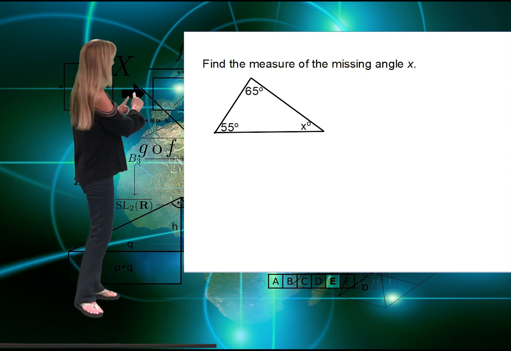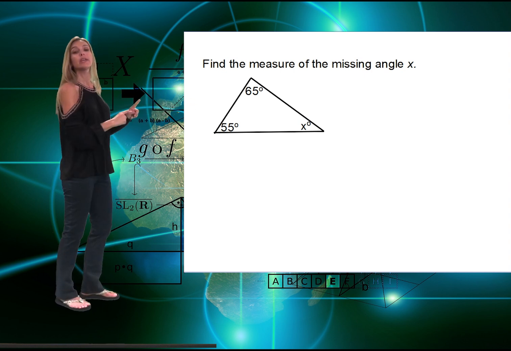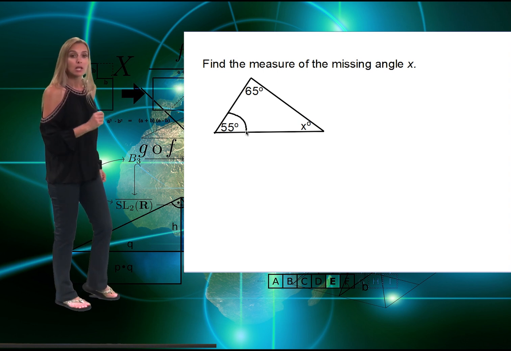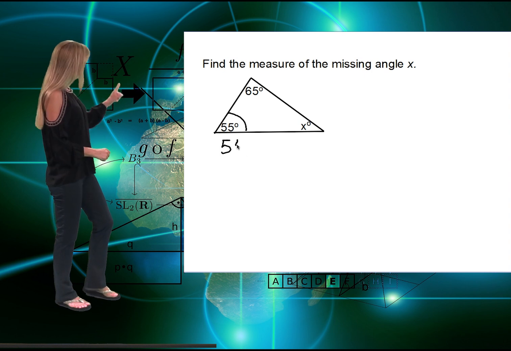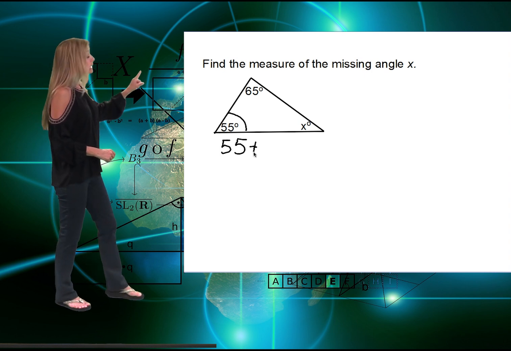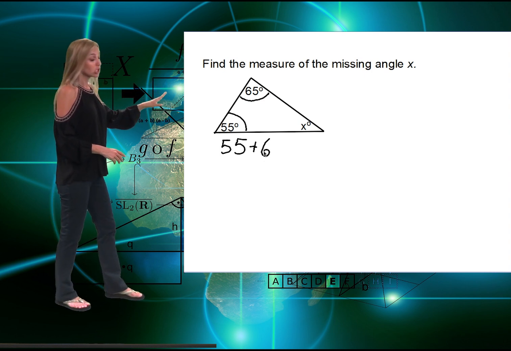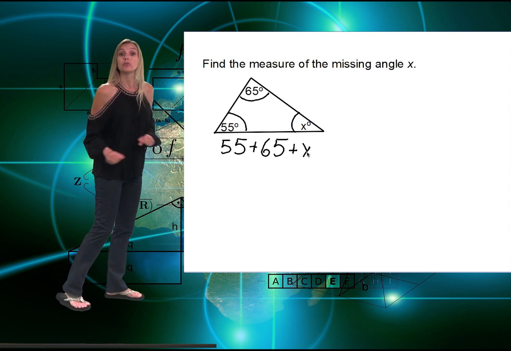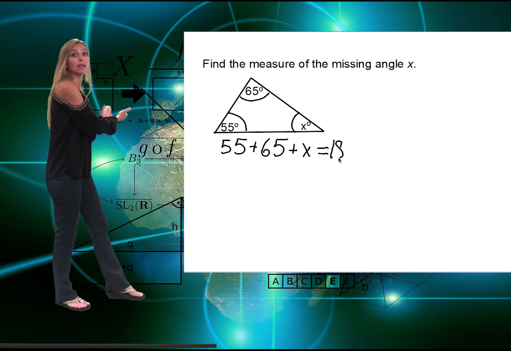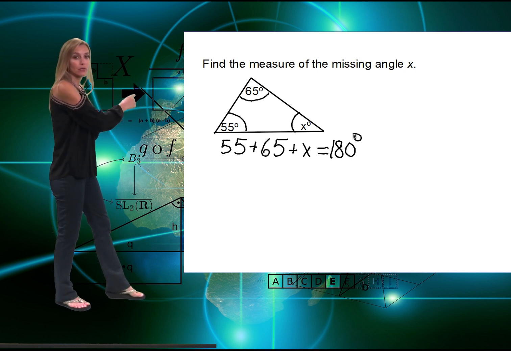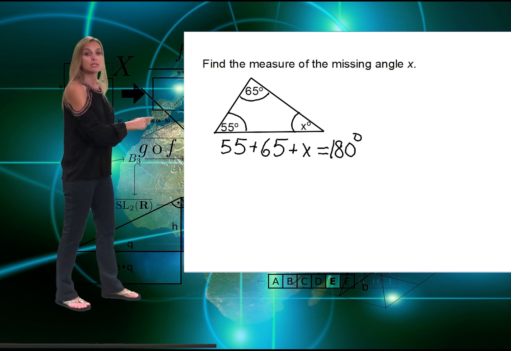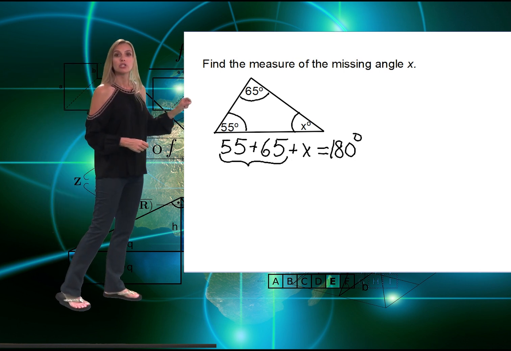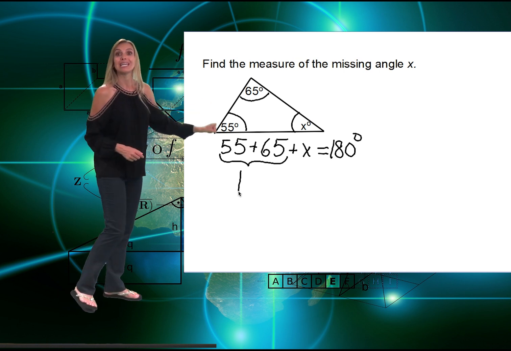So I know if I was to add up all these three angles, I should get 180 degrees. Let's add them up. So we have 55 is the one angle, 65 is the second angle, plus the angle X should give me 180 degrees. Let's combine our like terms. 55 plus 65 is 120, plus the X should give me 180 degrees.